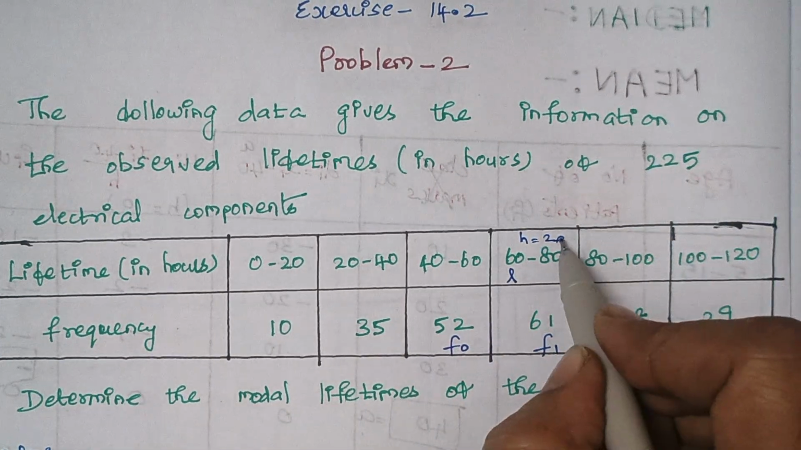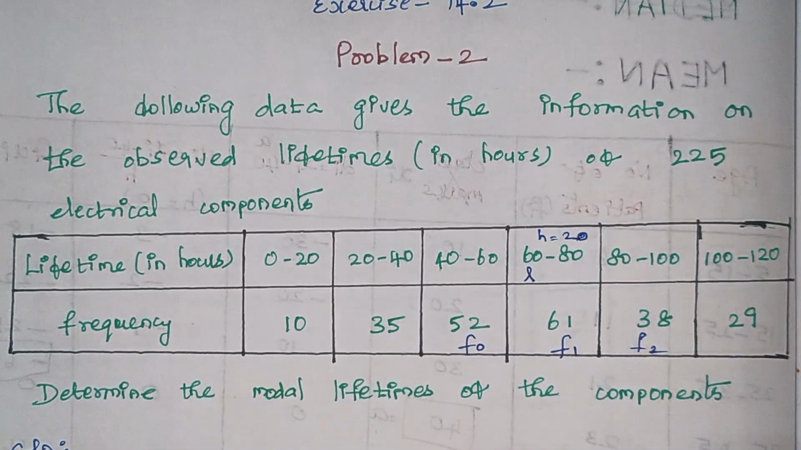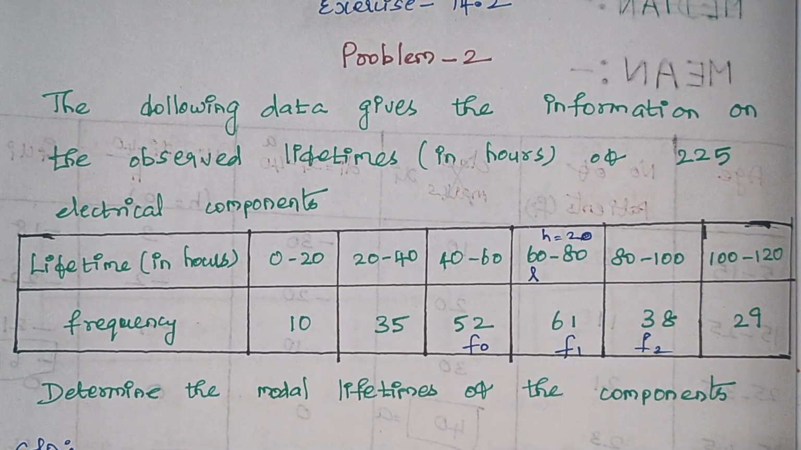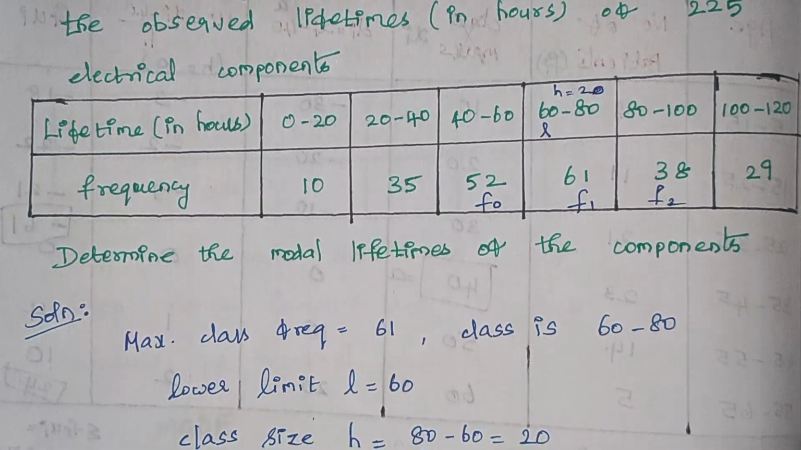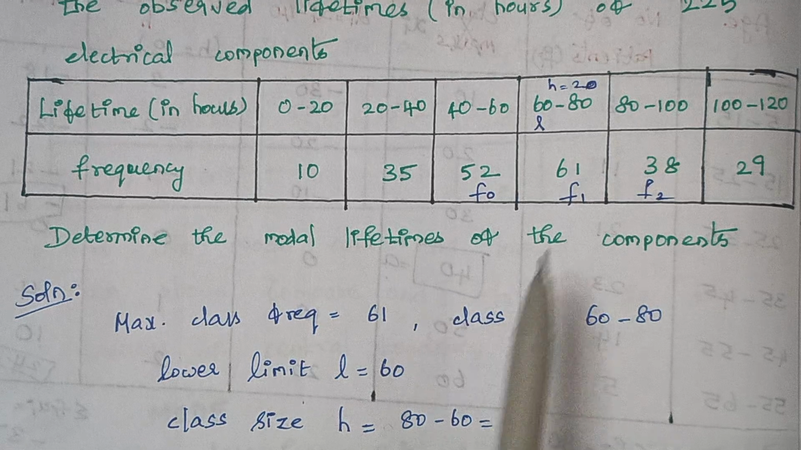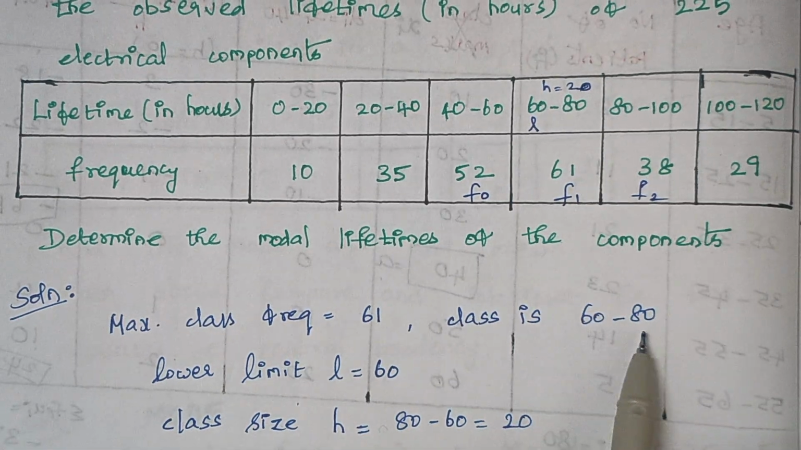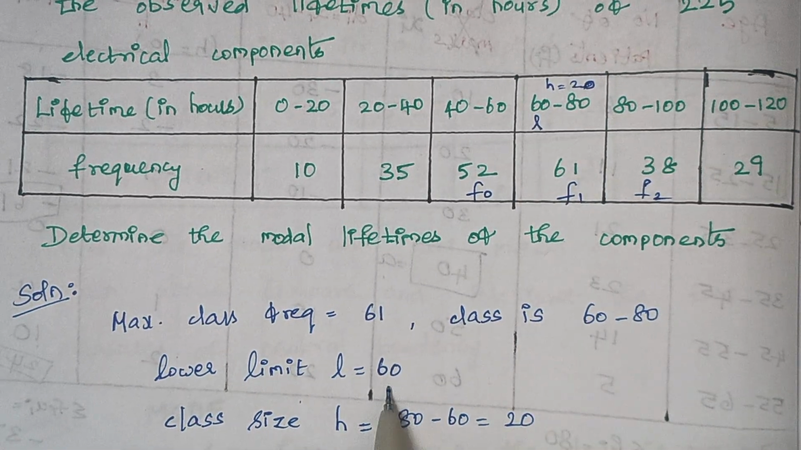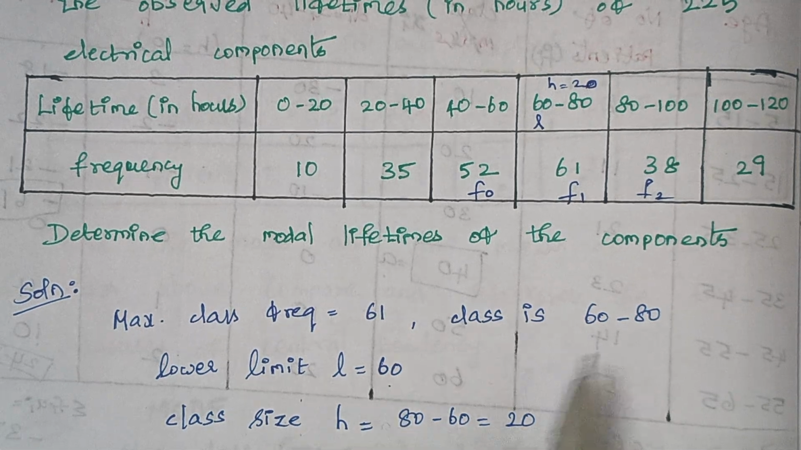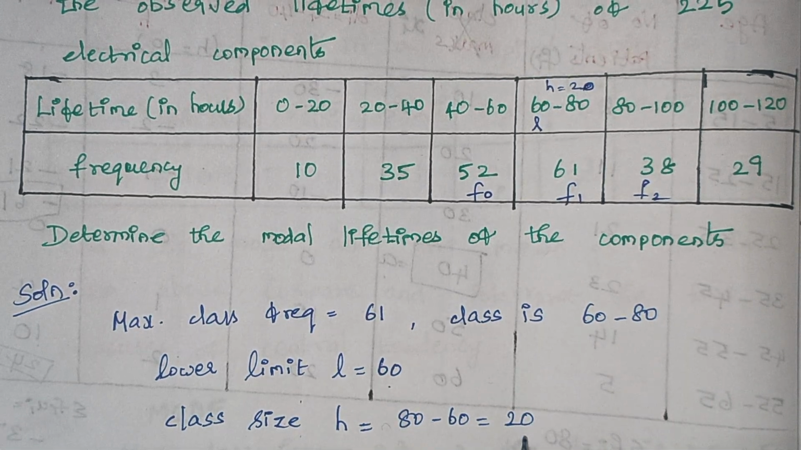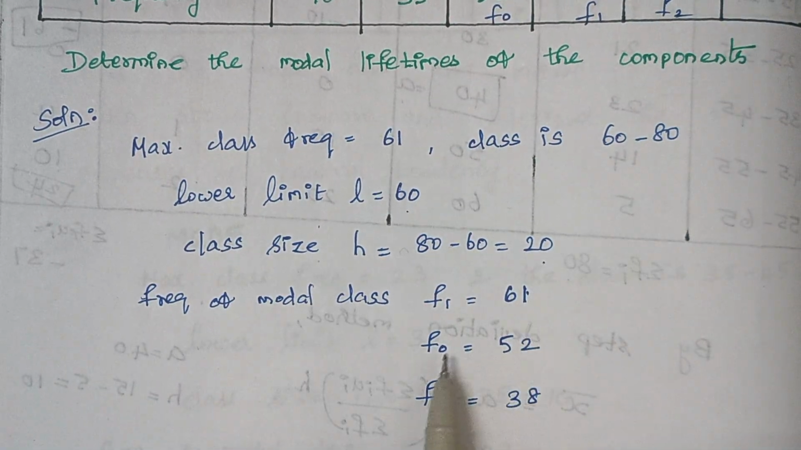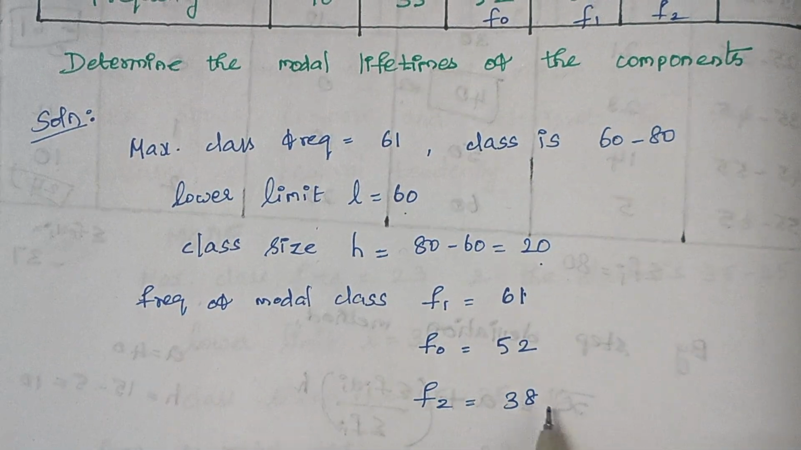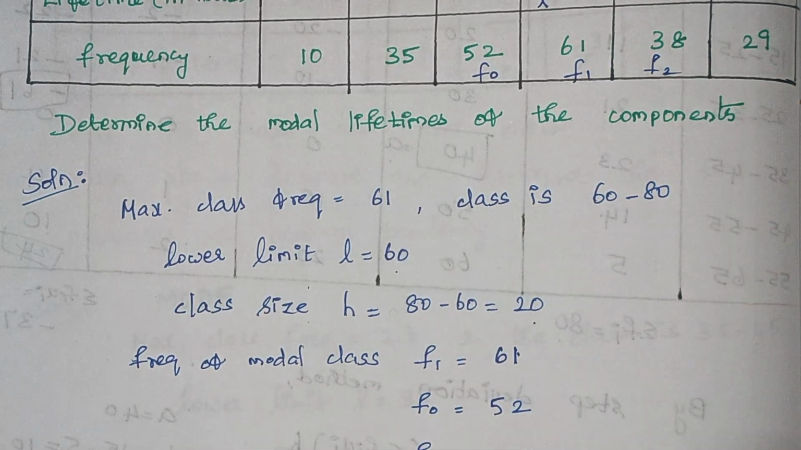Right. You can write like this in your question paper using pencil. Then you have to elaborate in your answer sheet neatly. So here you see the maximum class frequency is 61 and the corresponding class is 60 to 80. So here the lower limit L is 60 and the class size is 80 minus 60, which is 20. And the next thing is frequency. Okay, F1 is 61 and F0 is 52 and F2 is 38 just from the tabulation.